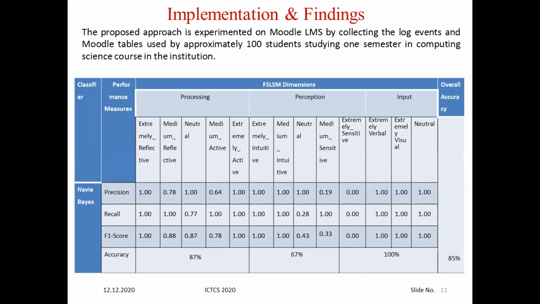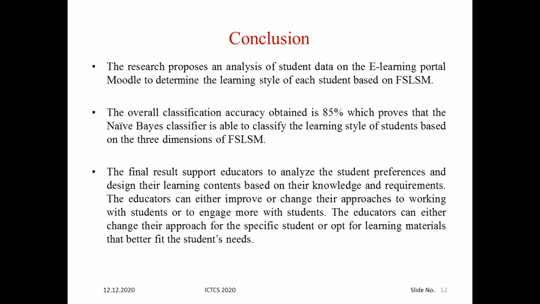Finally, I got the result like this. This experiment is done for 100 students. For the Naive Bayes classifier, I obtained some performance parameters like precision, recall, F1 score, and accuracy. For each of the three dimensions, all these parameters are retrieved, and the accuracy obtained is written below. For processing, 87%. For perception, the accuracy is less, and for input, 100%, and totally I got an accuracy of 85%. So the conclusion is, I made an analysis based on the student behavior and retrieved the learning style of each student. The accuracy obtained is 85% overall.